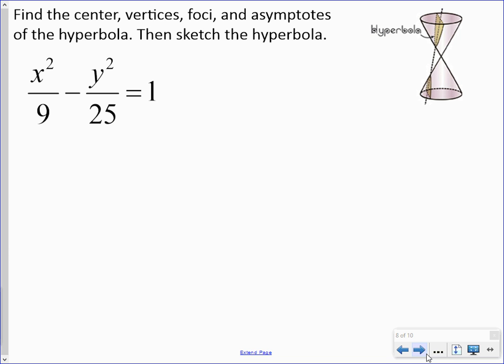X squared over 9 minus y squared over 25 equals 1. Find all the things.